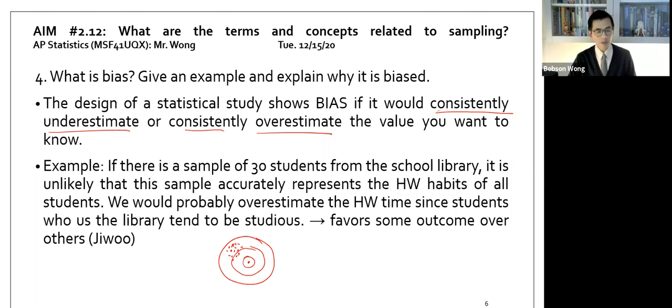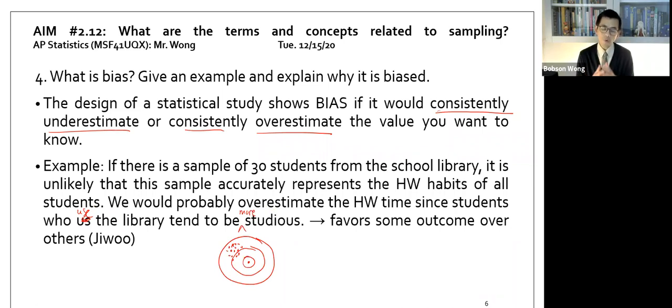And so as an example here, if you want to get an idea of how all students in the school are, you would not just survey students in the library, because as Jiwoo points out, this would probably not represent all students if you were asking, say, about their homework habits. Because now we see here what Jiwoo wrote, we would probably overestimate the homework time or the homework effort or the quality of the homework, since the students who use the library tend to be more studious. So that would favor one outcome over others.